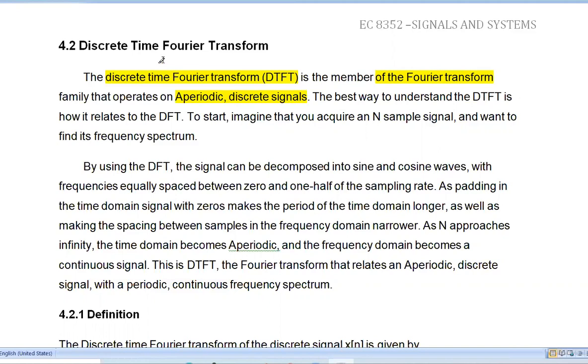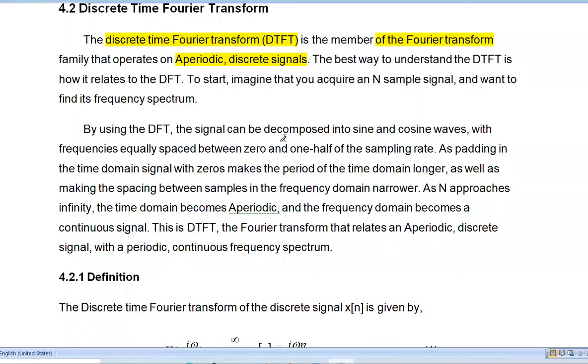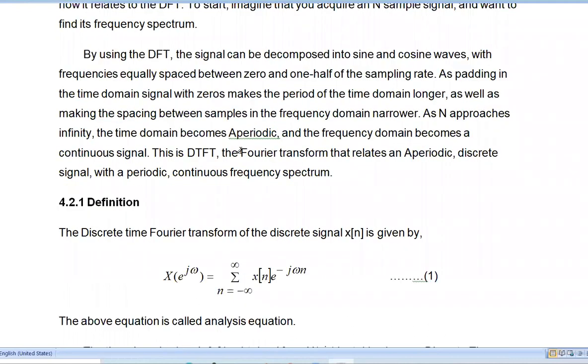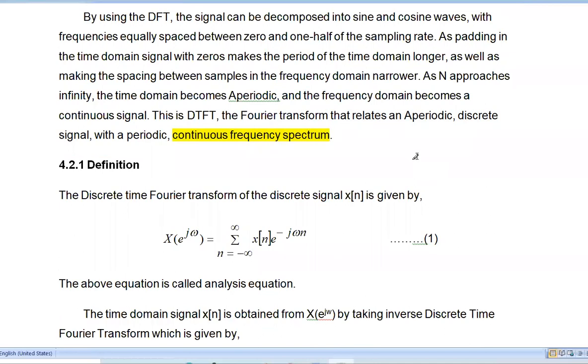You already know the use of the Fourier transform: to convert the time domain representation into the frequency domain representation. From the DTFT answer, we also have to draw the spectrum. It is used to obtain the frequency spectrum of the given signal. So these are all the introduction about the DTFT.